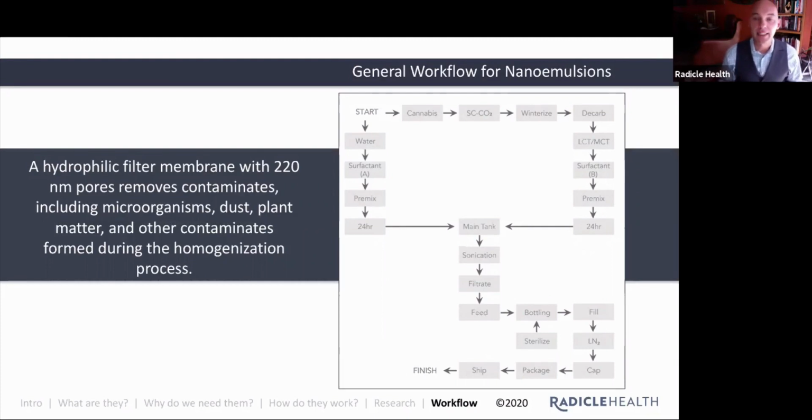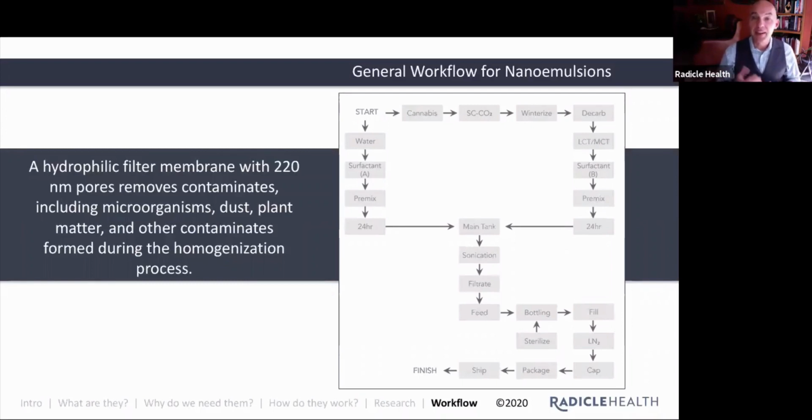The bottling is kind of interesting, because the final step of formulation is a sterile filter, and then they transfer it into a light-protected container. The formulators use a hydrophilic filter membrane that has 220 nanometer pores, and that removes all the contaminants. So the microorganisms and dust and plant matter and other contaminants formed during the homogenization process are physically filtered out because of the size of the filter. That's generally how filtering is done.